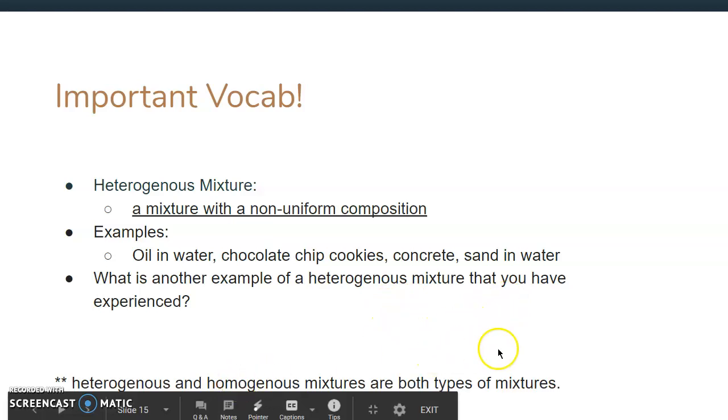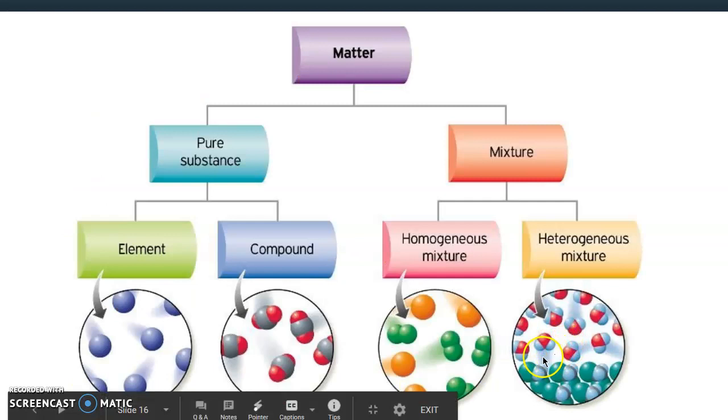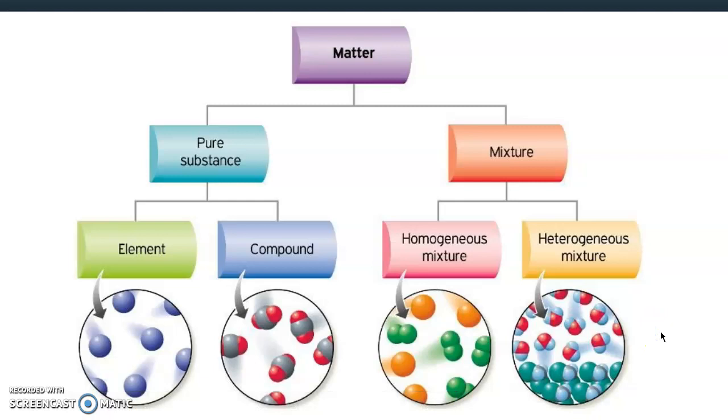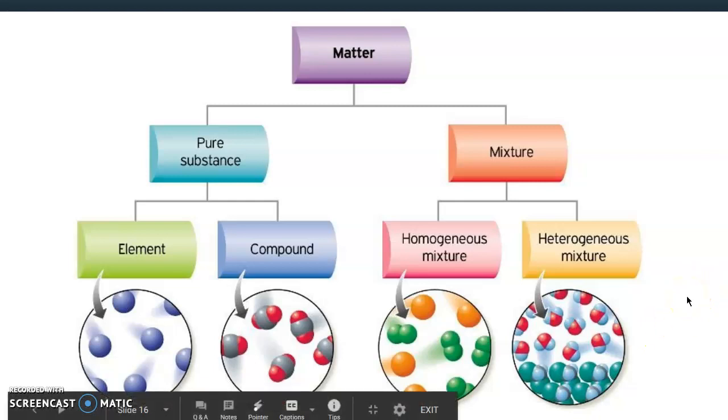And then again, we have our same important note. I love this example because we can see this clear, distinct layer. We have our two different kinds of molecules, but at the bottom is clearly something different than the top. So it is non-uniform. That is the end of the material I have on properties of matter.